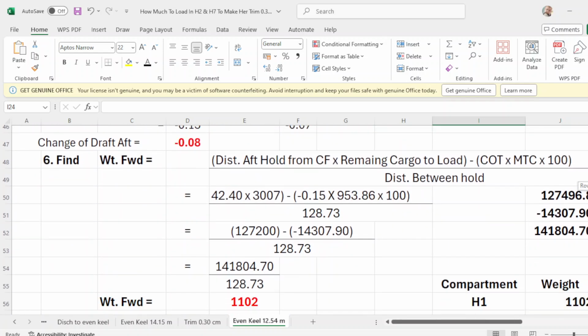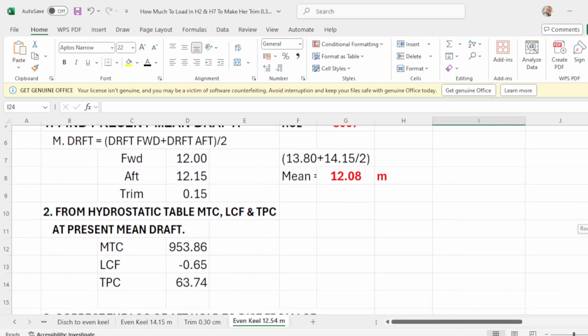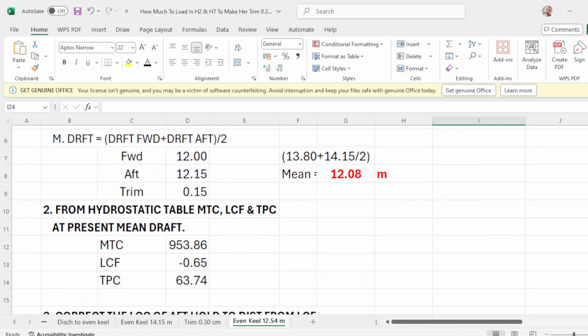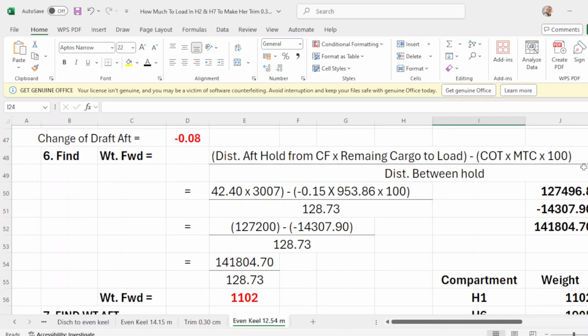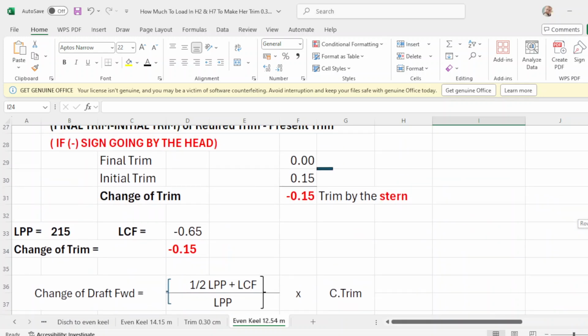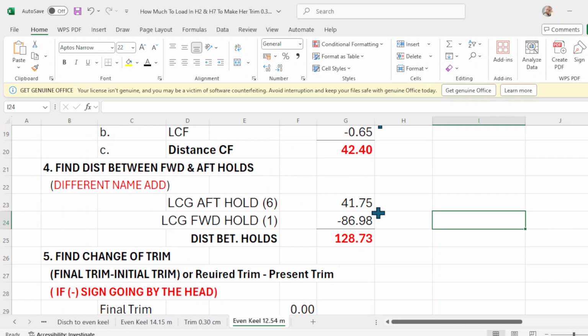Times MTC. MTC is 953.86. This is 953.86 times 100. Okay, times 100 over your distance between hold. Distance between hold is 128.73.